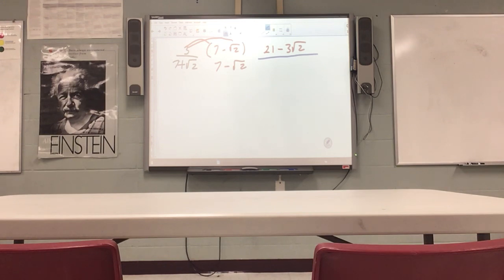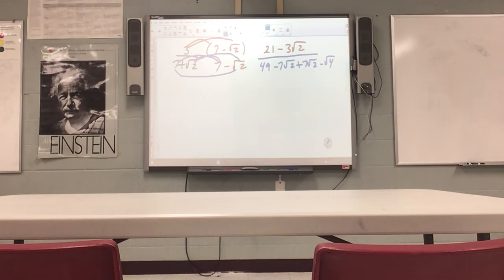So I'm going to have my 7 times 7. And then I'm going to have my 7 times the negative square root of 2, so it'll be minus 7 square roots of 2. Okay, so I'm done with the 7. Now I'm here. So I got square root of 2 times 7, so that's a positive 7 square root of 2. And then the square root of 2 times the square root of 2, a negative square root of 4.